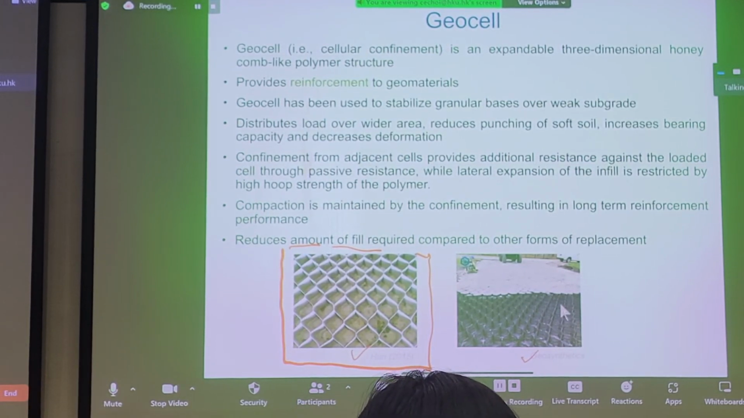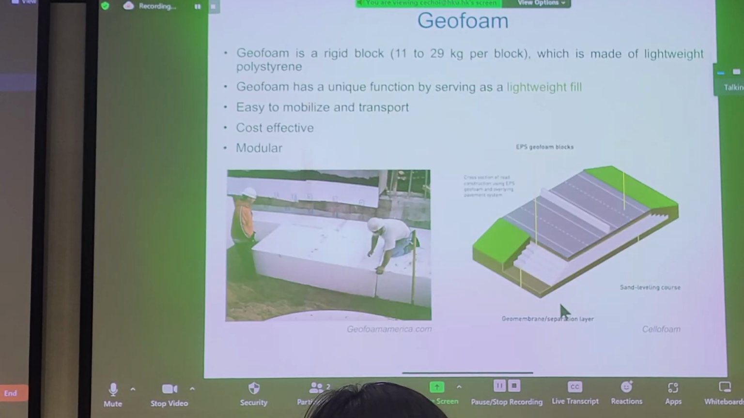So more often than not, this type of geocell is used for highways as well, to increase bearing capacity, and very similar to geogrid, as I mentioned. I think this is the last one. So among the geosynthetics family, there's also something called geofoam. Not something we deal with a lot in Hong Kong.